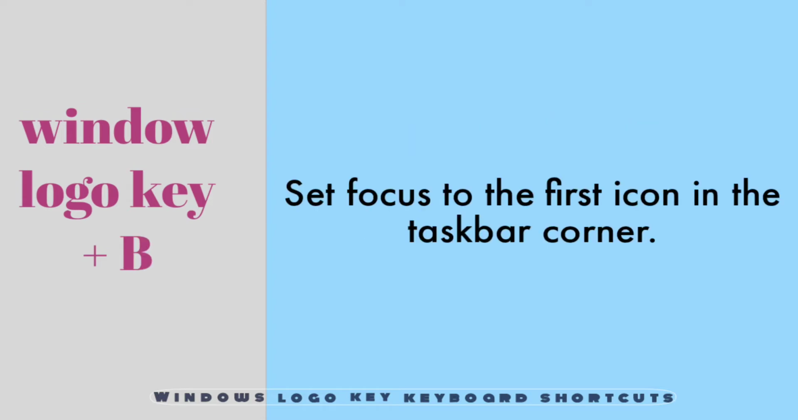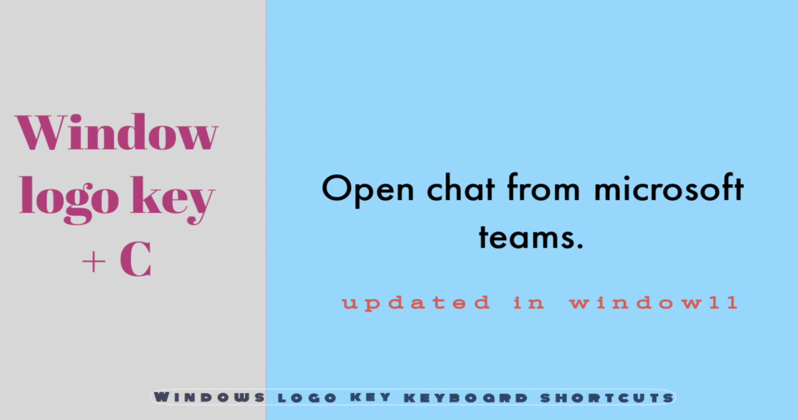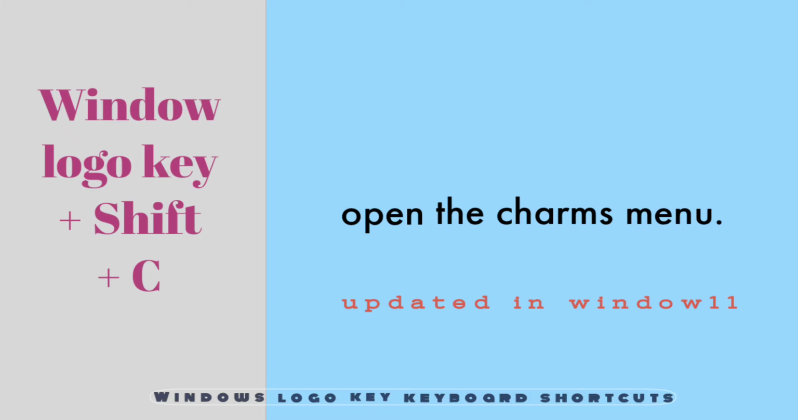Windows logo key with V to set focus to the first icon in the taskbar corner. Windows logo key with C to open chat from Microsoft Teams. Windows logo key with Shift and C to open the charms menu.